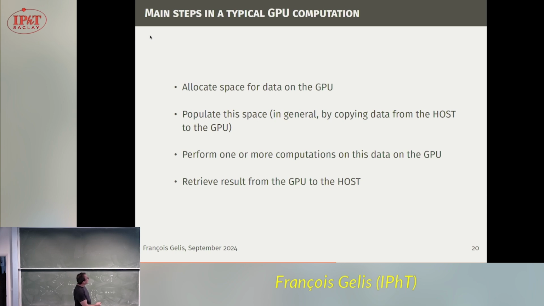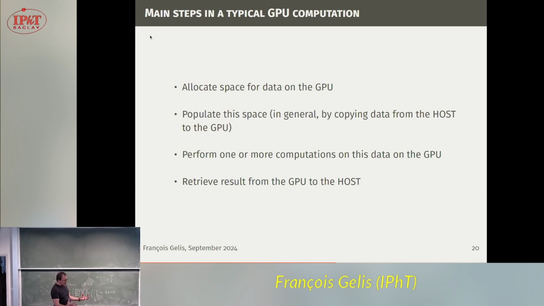So the main steps of a typical computation on a GPU could be the following 4 steps. First of all, you have to reserve some space in the memory of the GPU for the data you're going to use. You have to populate this space with useful data. This can be done in 2 ways. One way is to compute this data on the host computer and then copy it to the GPU, or another way is to calculate it directly on the GPU, if that is possible.